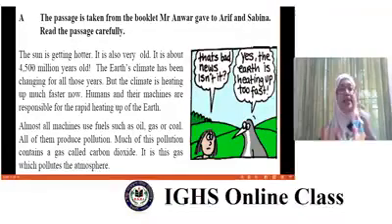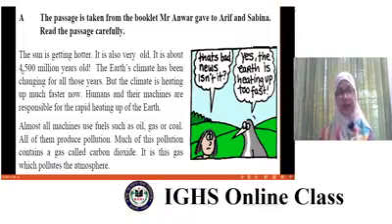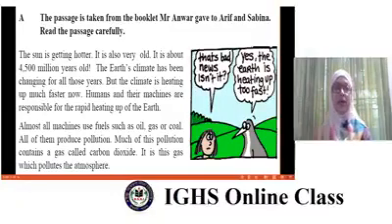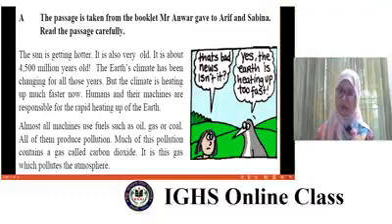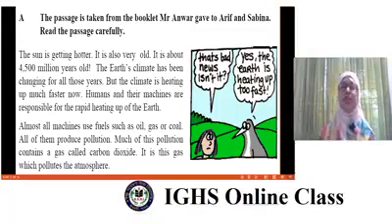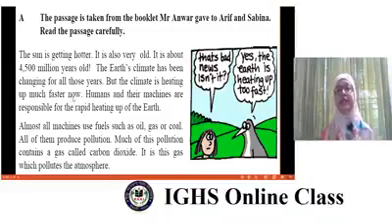The sun is getting hotter. It is also very old. It is about 4,500 million years old. The Earth's climate has been changing for all those years. That means since 4,500 million years ago, the Earth's climate has been changing. But the climate is heating up much faster now. Nowadays, it has become hotter.